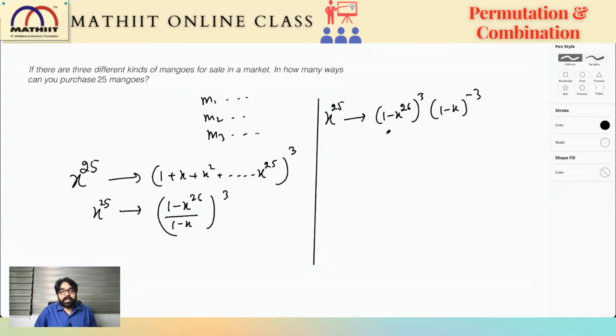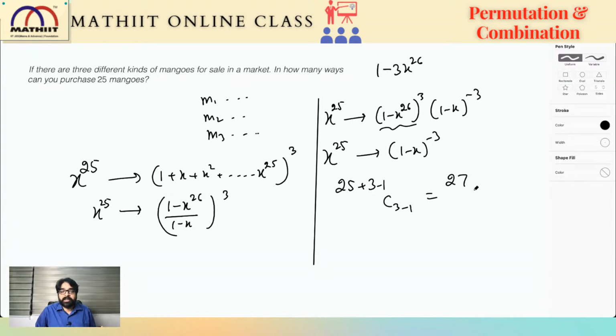So when you expand this, every term will contain x power 26, which we will reject. Any term which contains more than 25 power will be rejected. So this will be same as (1 minus x) power minus 3, because we only take the 1. If you expand this, the first term is 1, the second term will be 3x power 26, which will be rejected. So the answer will be 25 plus 3 minus 1 C 3 minus 1, or you can say 27 C2.